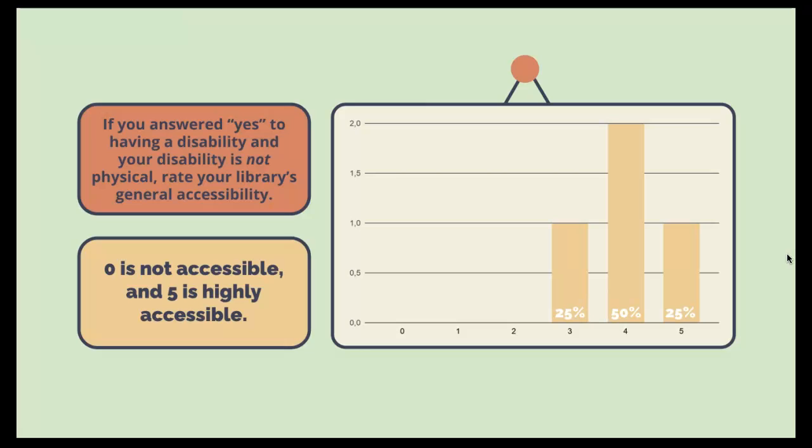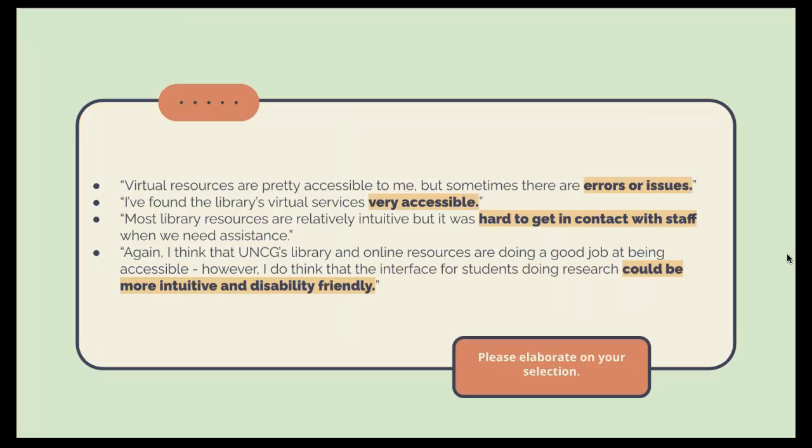But then on the next question, if you've answered yes to having a disability and your disability is not physical, rate your library's general accessibility. So this was kind of split in a similar way to the first Likert scale question. So 2 people said a 4, which is almost highly accessible, whereas 1 said 3 and 1 said 5. And so as far as elaboration on this selection goes, some things that were pointed out were virtual resources, there being errors or issues, hard to get in contact with staff when they need assistance, and that the online resources could be more intuitive and disability friendly.